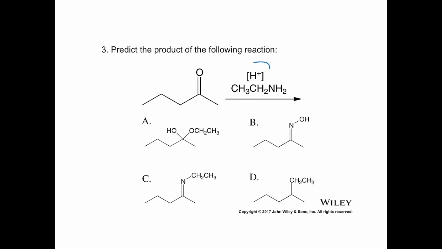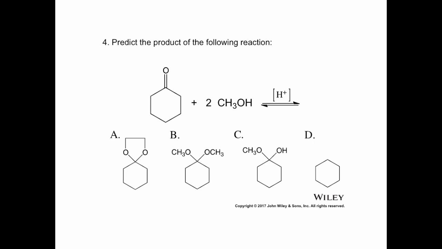Here, predict the product of the following reaction. So you've got a ketone, you've got acid, and you've got this amine. Notice that's a primary amine. Finally, predict the product of this reaction. So we've got two equivalents of methanol and acid. What will the product be?